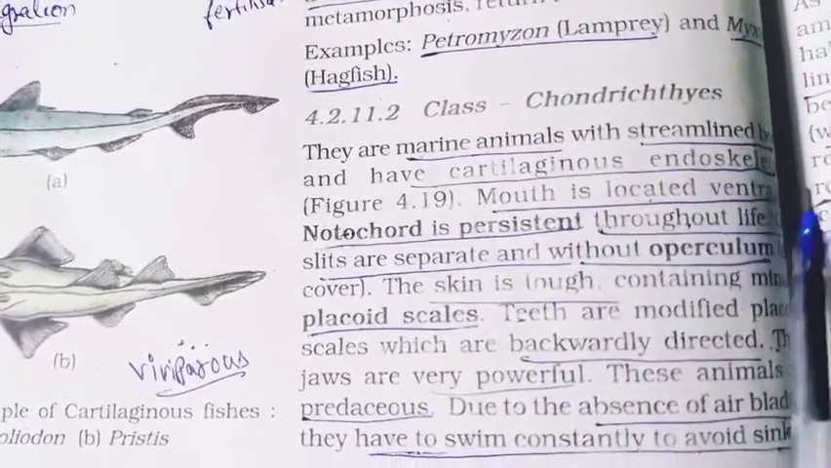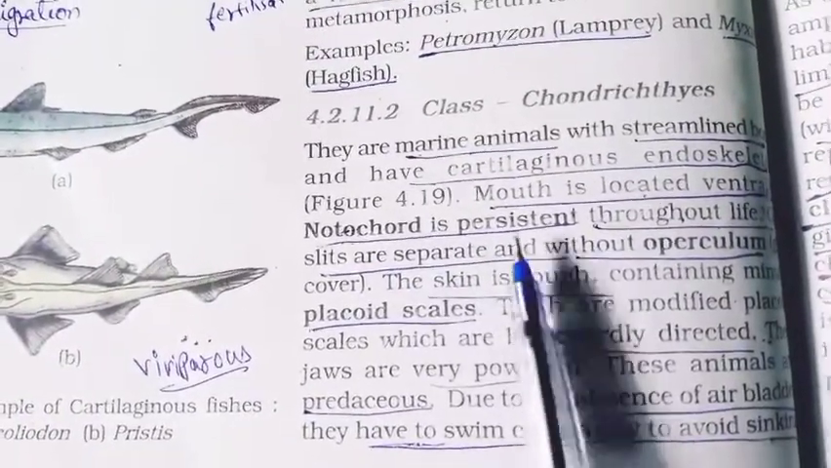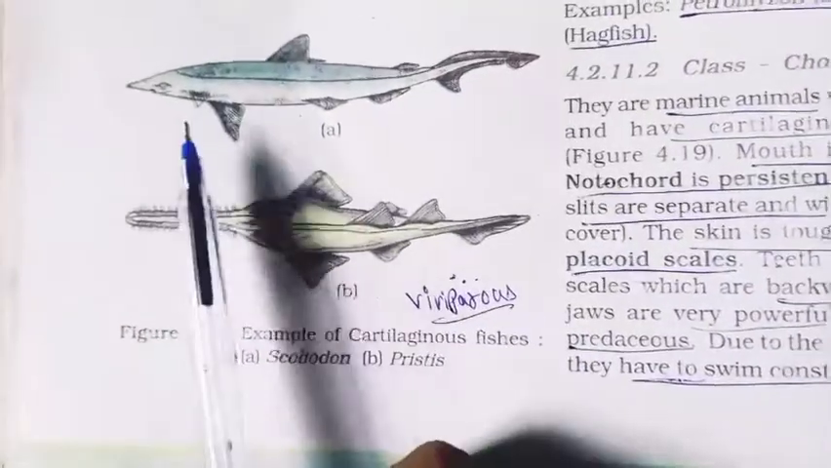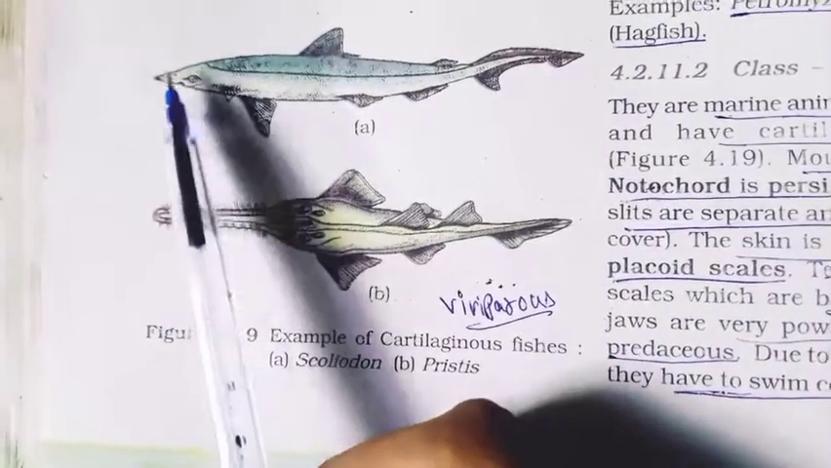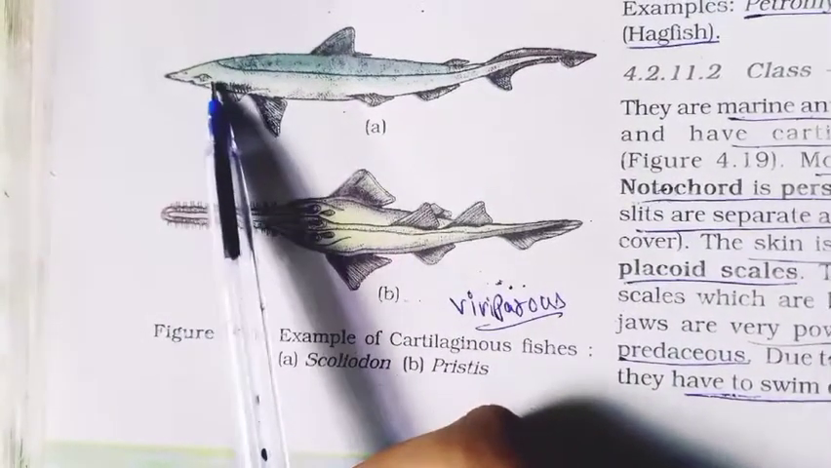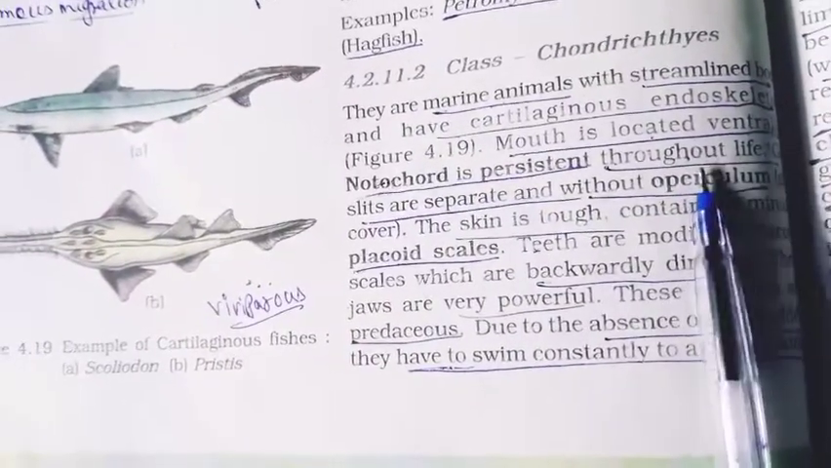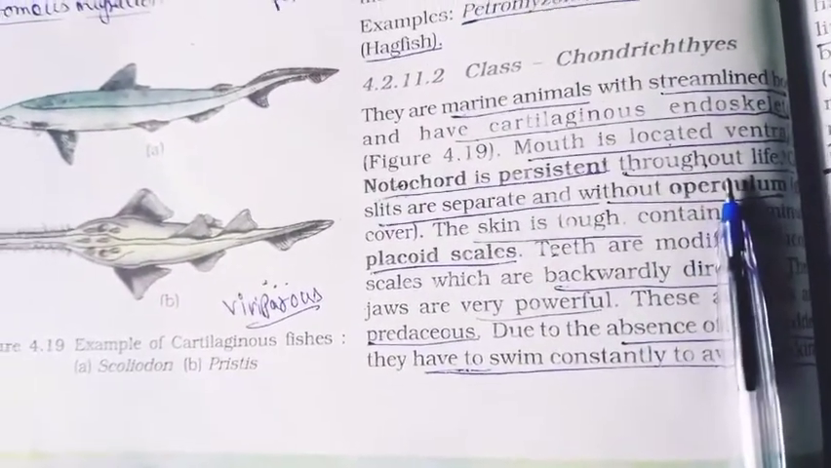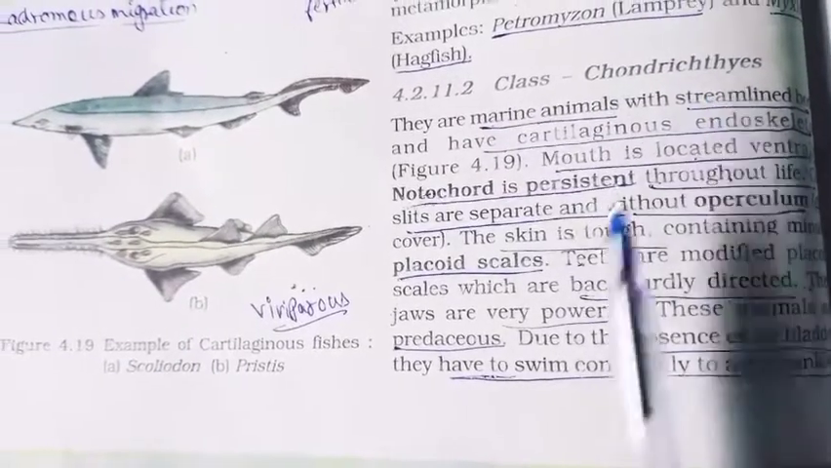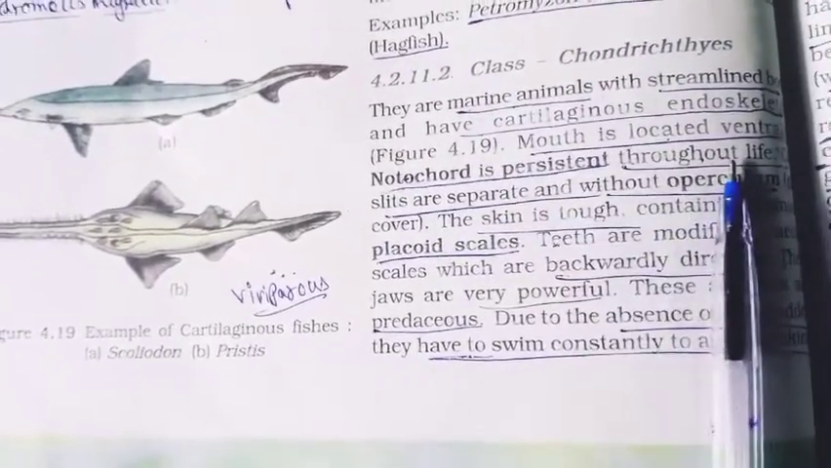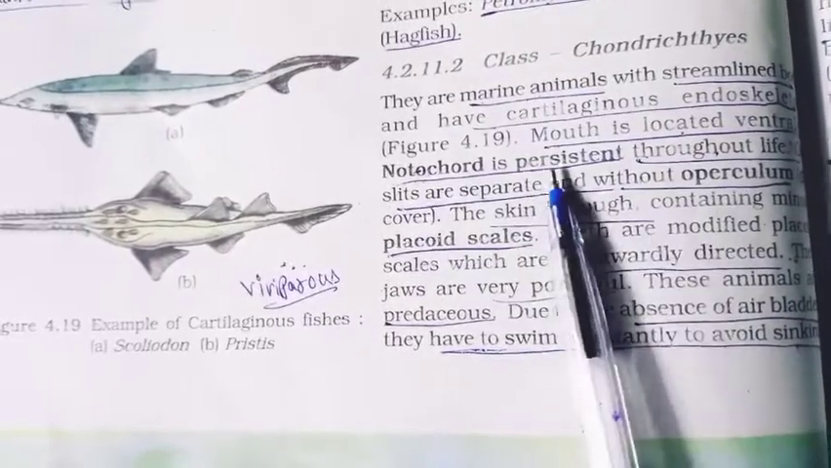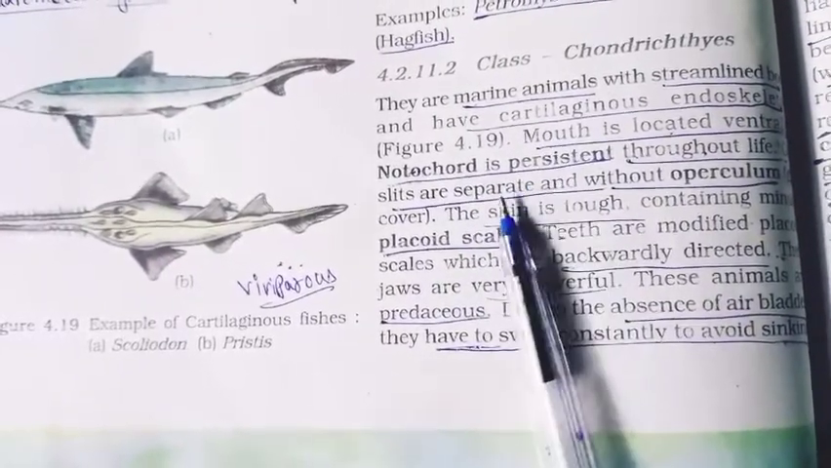The mouth is located ventrally. The notochord is persistent. Just like a shark, its mouth is present ventrally, not on the dorsal side. The notochord is persistent throughout life, just like in the protochordate phylum. And in Urochordata we studied that the notochord is present only in the tail and only in the larval form.